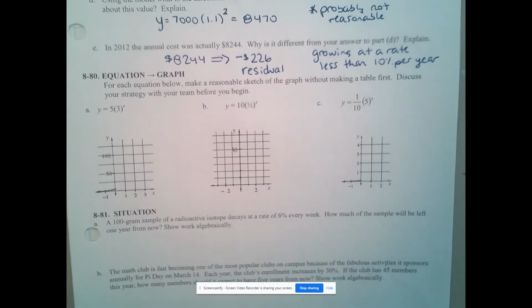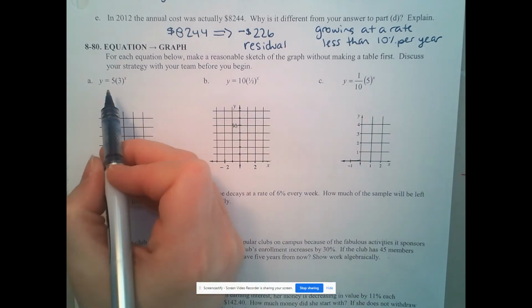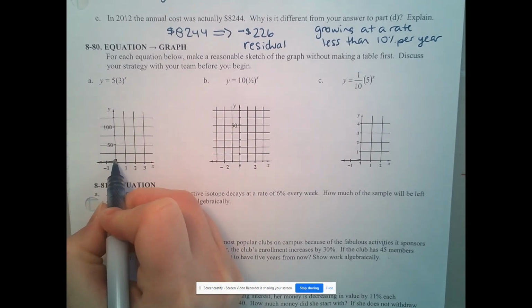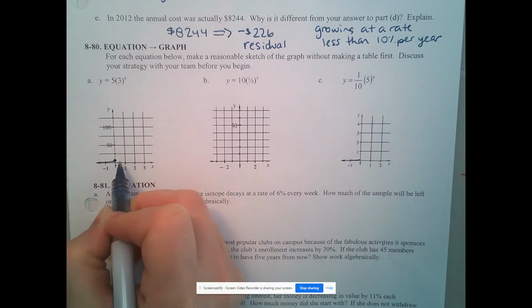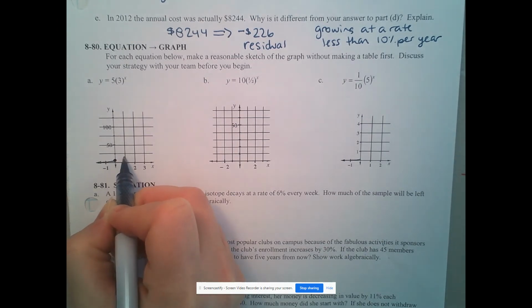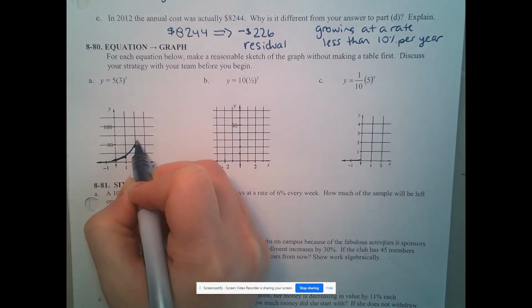All right, the next set, equation to graph. For each equation below, make a reasonable sketch of the graph without making a table first. So we need a 5 as our initial value. You can see that this little curve that's already there crosses the y-axis at 5, and that the multiplier is 3. So then we would have 5 times 3 would be 15, and then times another 3 would be 45 right before here. And then we would just sort of estimate a curve.